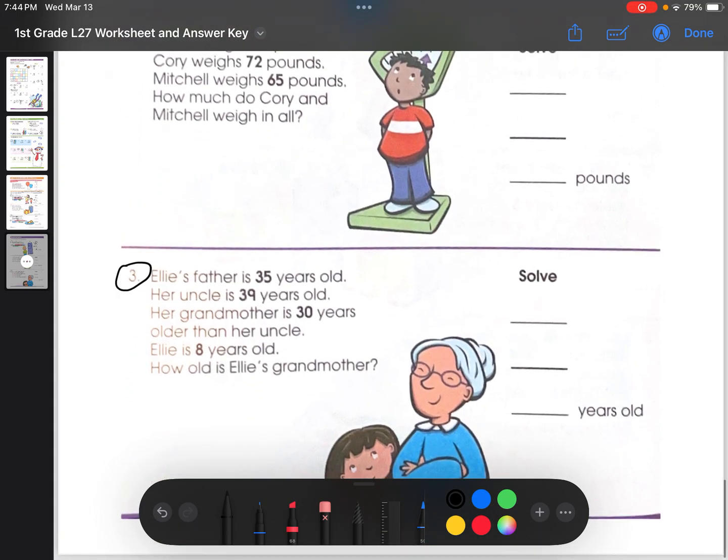I'll help you guys on the last one and you guys can finish it up again. Ellie's father is 35 years old. Her uncle is 39 years old. Her grandmother is 30 years older than her uncle. Ellie is 8 years old. How old is Ellie's grandmother?